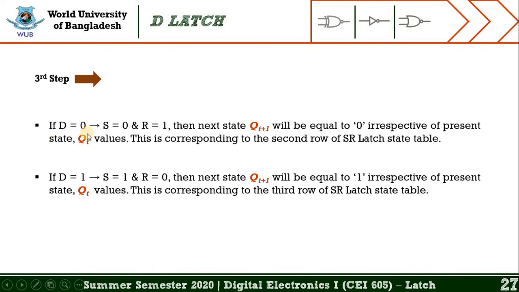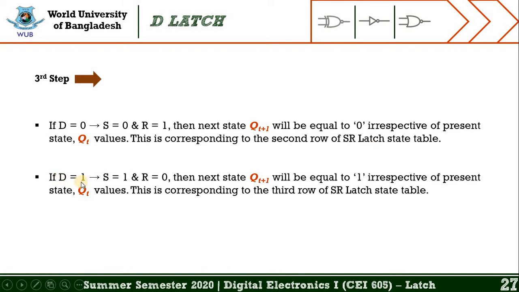Well, since now the D latch has only one input, which is D, we may assign only one number, either zero or one. So let's start. If D is equal to 0, which means S is equal to 0 and R is equal to 1, in that case the next state, symbolized by QT plus 1, will be equal to 0, irrespective of the present state Q value. This corresponds to the second row of the SR latch state table.